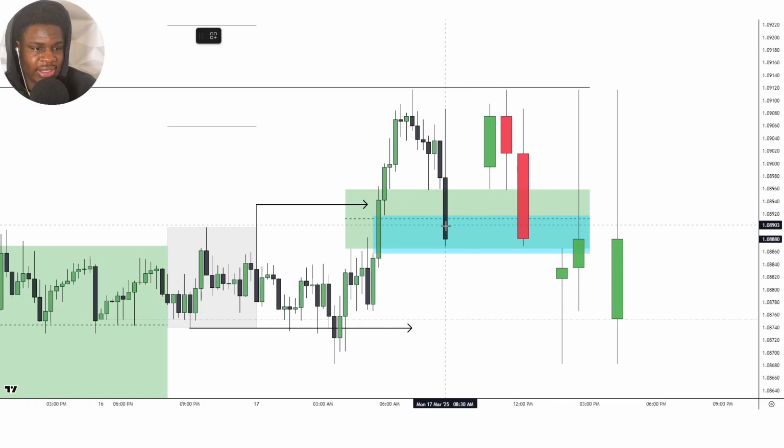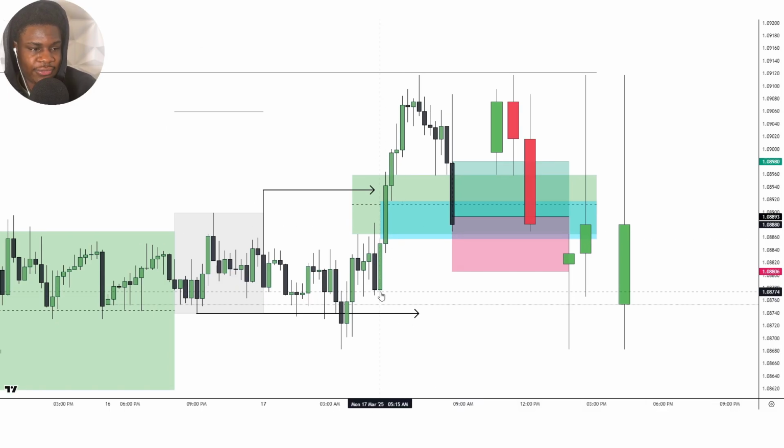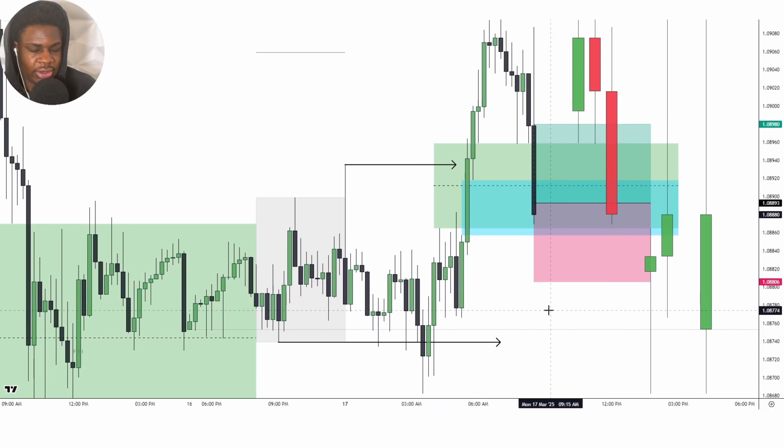Once price comes down into this lower time frame fair value gap right here, which is the 15 minutes, I can then frame my long entry. And specifically, you want to have your stop loss back below the low of the fair value gap. So the fair value gap is a 3 candlestick formation.